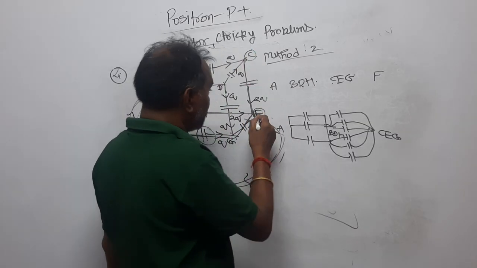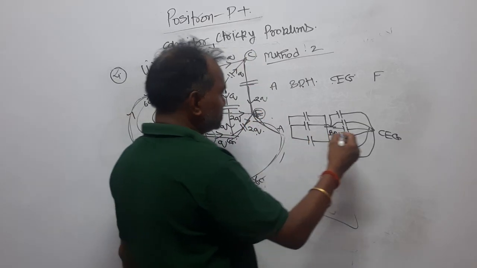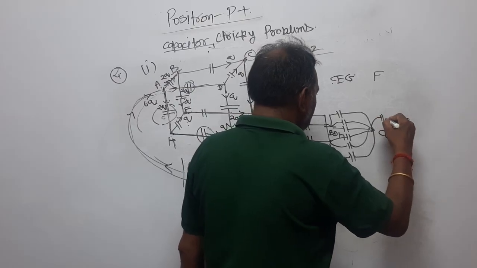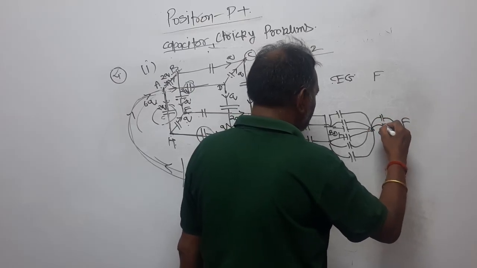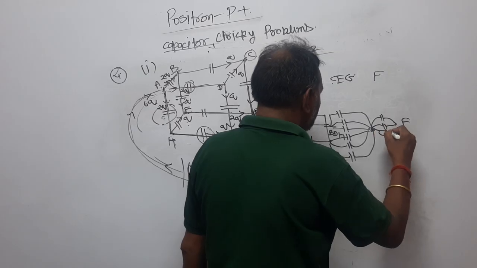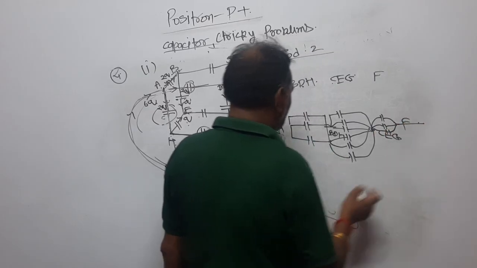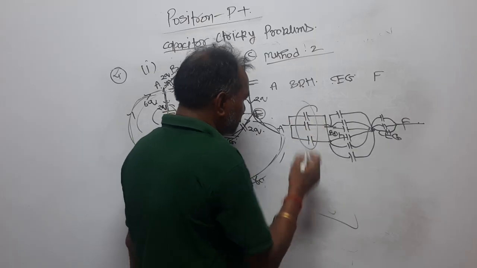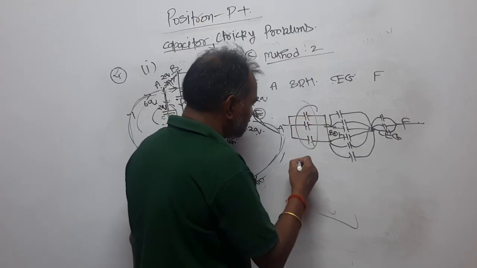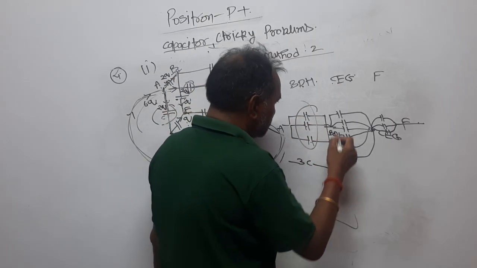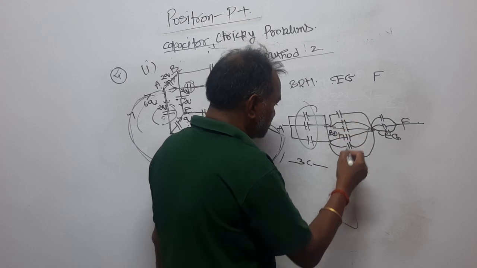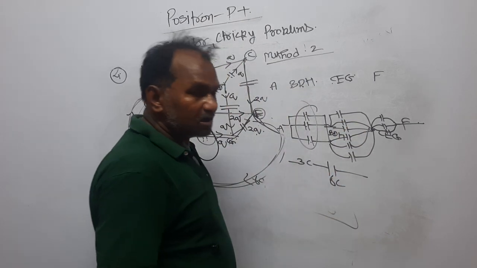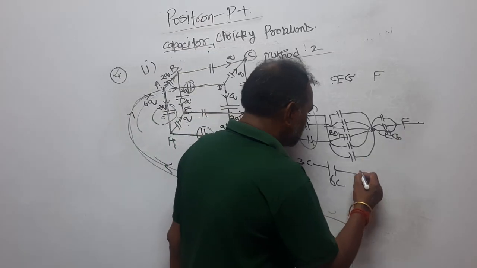Now we have to find out between F. Let it be a point F. From C to F, there is a capacitor. From E to F, there is a capacitor. And then G to F, there is a capacitor. Now look here. Each one is C. So their equivalent is 3C. Now this is 6C. 6 capacitors are parallel and this is 3C.